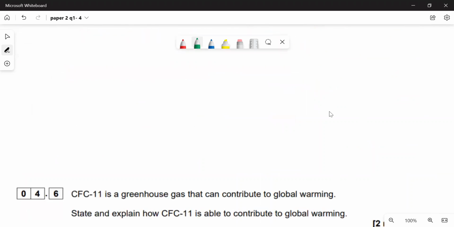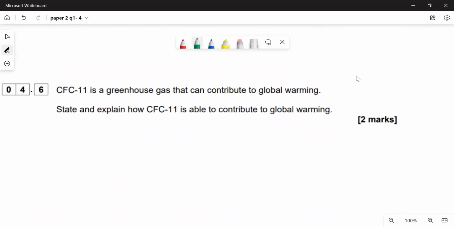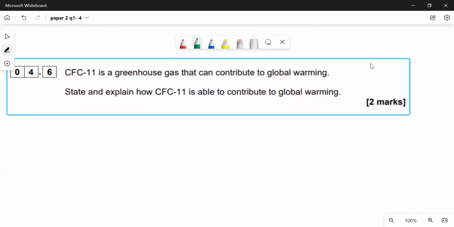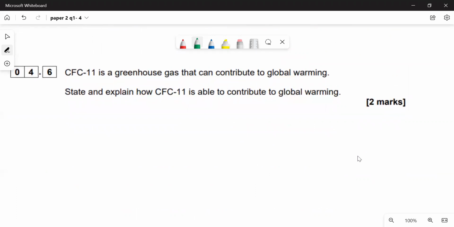Right. That's question 4.6. CFC-11 is a greenhouse gas that can contribute to global warming. State and explain how CFC-11 can contribute to global warming. Okay. Well, you need to say, first of all, of course, the reason why it causes global warming is that it can absorb infrared radiation.